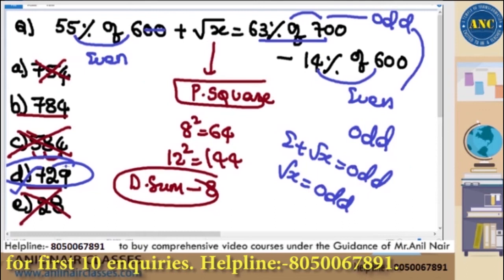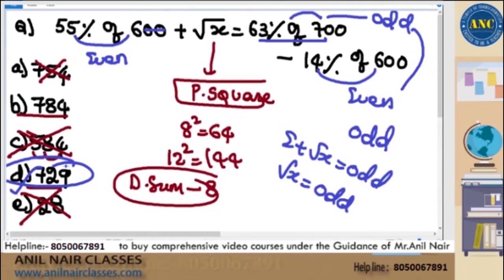Ankita, why not 584? 584, what is the digital sum, Ankita? 5 plus 8, 13, 13 plus 4, 17. 17, what is the digital sum? 8. Already we discussed a perfect square digital sum will be 1, 4, 7 or 9.